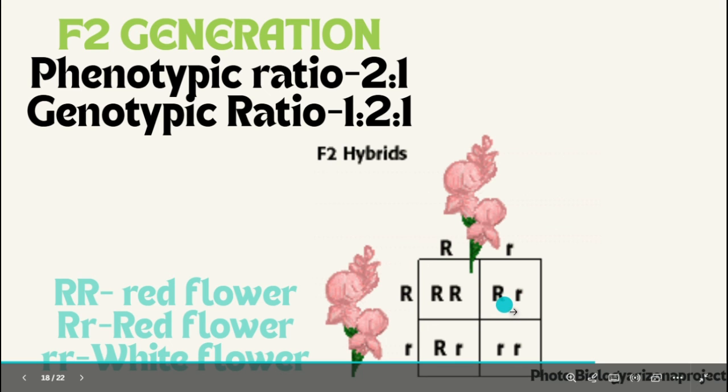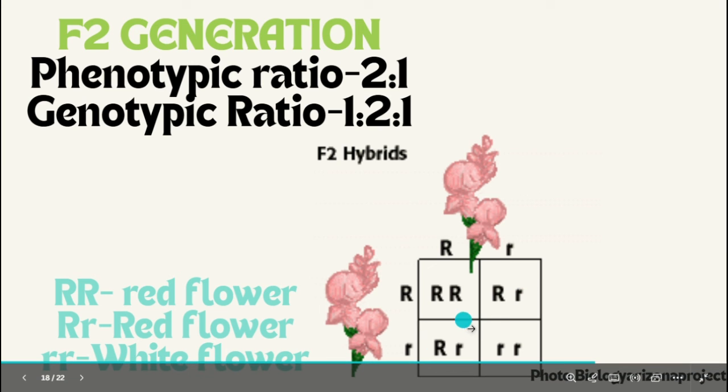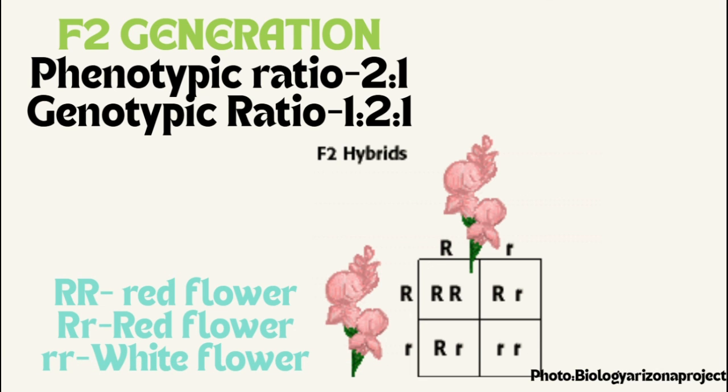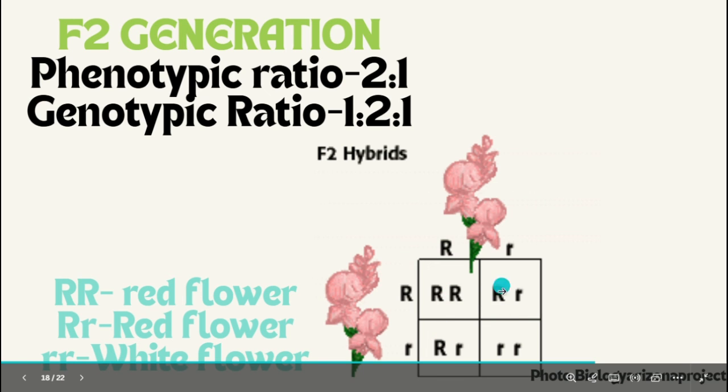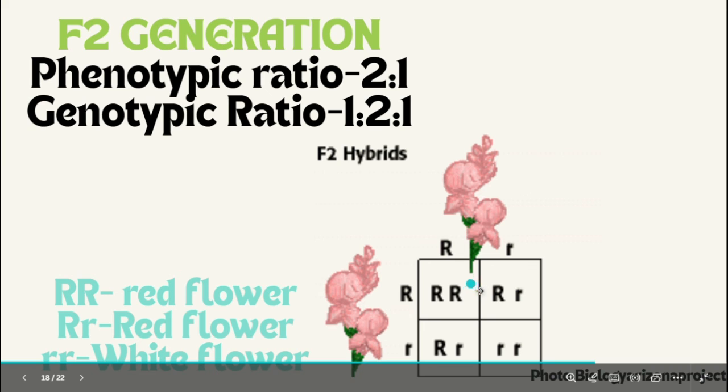So that's 50% for the genotype, big R, little r, and the phenotype is going to be red flowers, right? And then the last one is going to be little r, which is recessive, and it's going to go for white flowers. So at the end of the day, we have 1, 2, 3 red flowers, and we have one white flower, right? So 3 to 1.